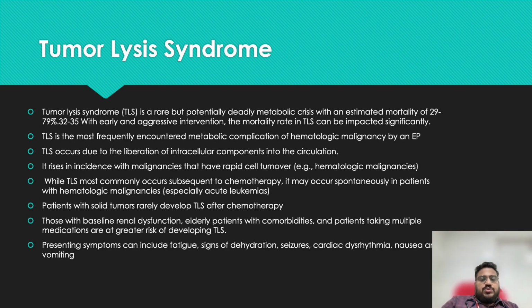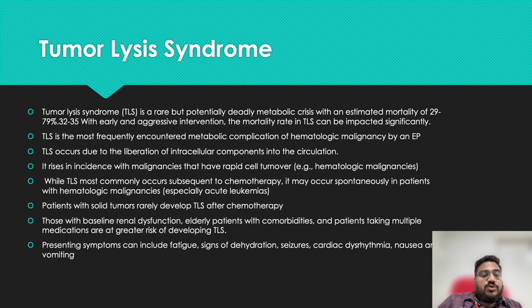Now coming to the next one, that is tumor lysis syndrome. Tumor lysis syndrome is a rare but potentially deadly metabolic crisis with an estimated mortality of around 30 to 80%. But with early aggressive intervention, the mortality can be reduced. So we need to always have a high index of suspicion. TLS is the most frequently encountered metabolic complication of hematological malignancy. It can occur as a part of the treatment, or it can occur spontaneously also.